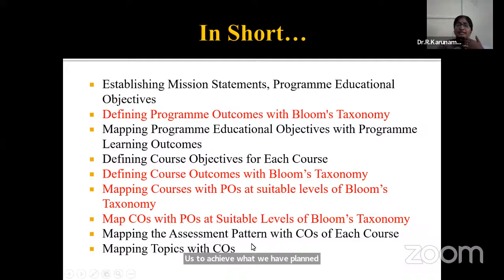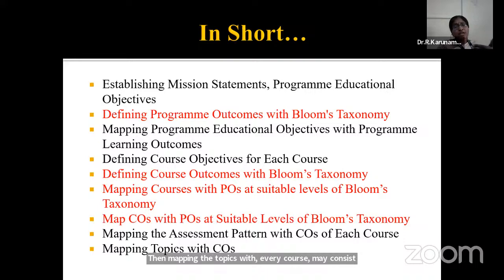And mapping the assessment pattern with the COs of each course. Then mapping the topics, as every course may consist of 4 units or 5 units, sometimes 6 units.